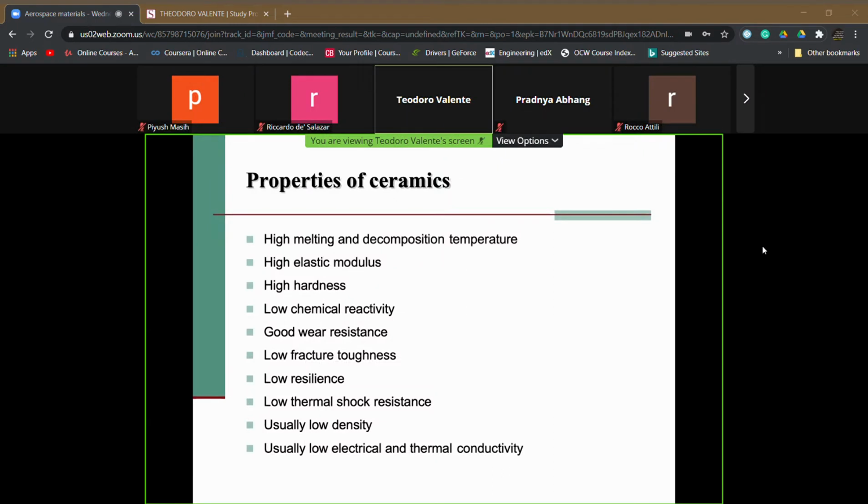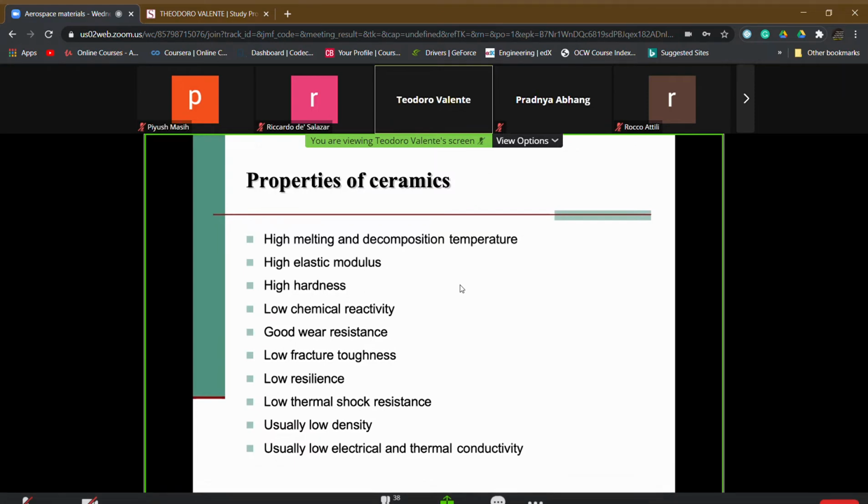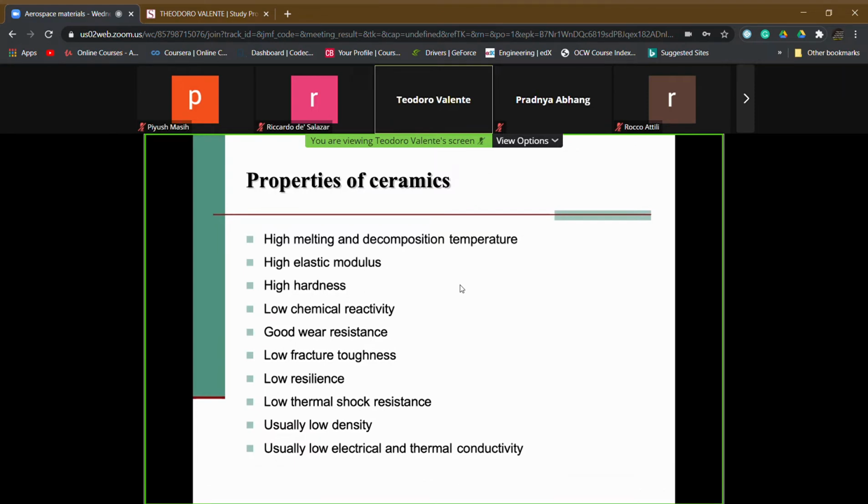is related to the fact that they usually have a low mass density value. The figures of mass density at a glance, then again, each ceramic material will have its own data, but at a glance, the mass density of ceramic materials is very near to that of aluminum alloys, because it is around 3 grams per cubic centimeter.